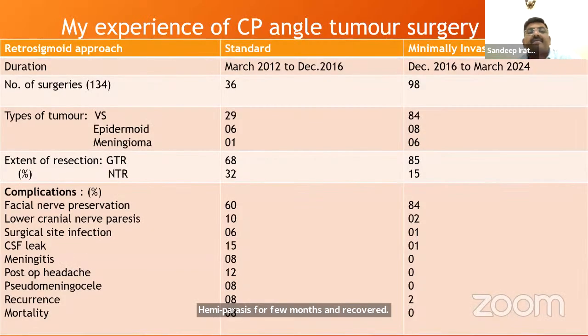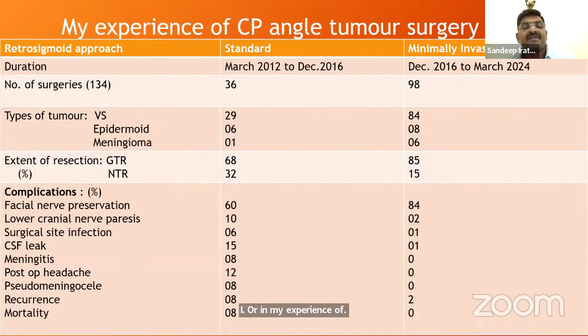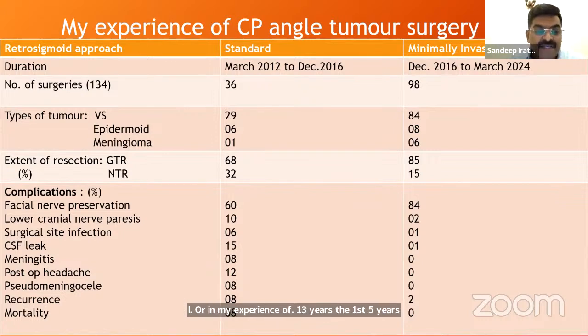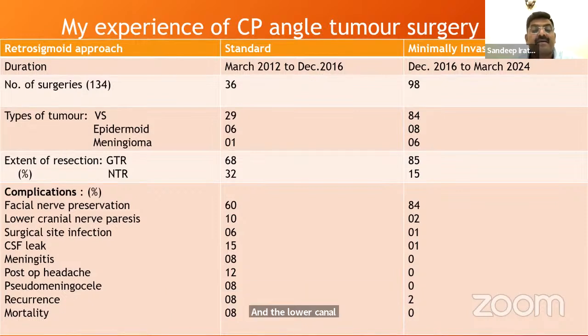And in my experience of 13 years, the first 5 years were full of complications. In the later 8 years, I have improved to the extent that I could preserve the facial nerve function in vestibular schwannoma in 84% of cases. And the lower cranial nerve paresis was seen in a few cases in the first 5 years, which has been reduced significantly in the later phase.